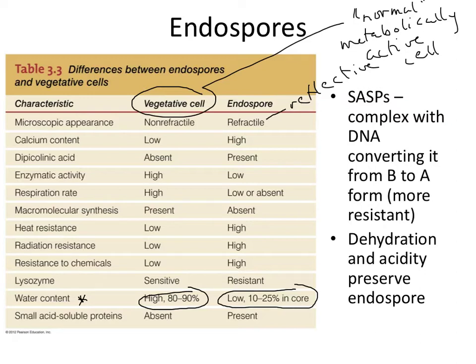Also, I mentioned, or I didn't mention, the role of small acid-soluble proteins. That gets abbreviated SASP, as you can see over here. These are small proteins that are made as the cell goes through the formation of an endospore. Their purpose is to complex with DNA, and they convert it from one three-dimensional form to another. They convert it from the B form that is typically found in vegetative cells to the A form. This is a much more chemically and physically resistant form of DNA, and it helps the chromosome to remain intact while it is in the endospore structure.